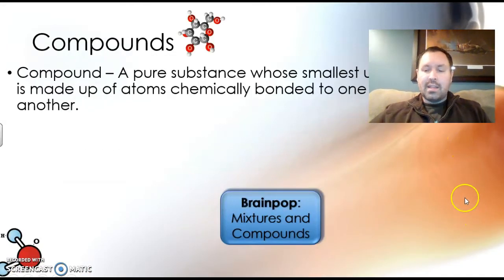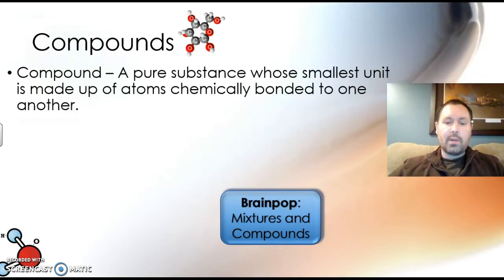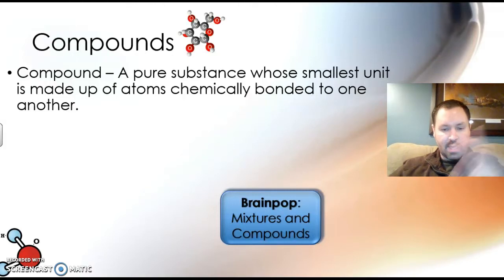Great. Now let's move on to compounds. Compounds are a little bit more complicated. A compound is a pure substance whose smallest unit is made up of atoms, and highlight and circle this, that are chemically bonded to one another. That is the most important part right here, is that they're chemically bonded.